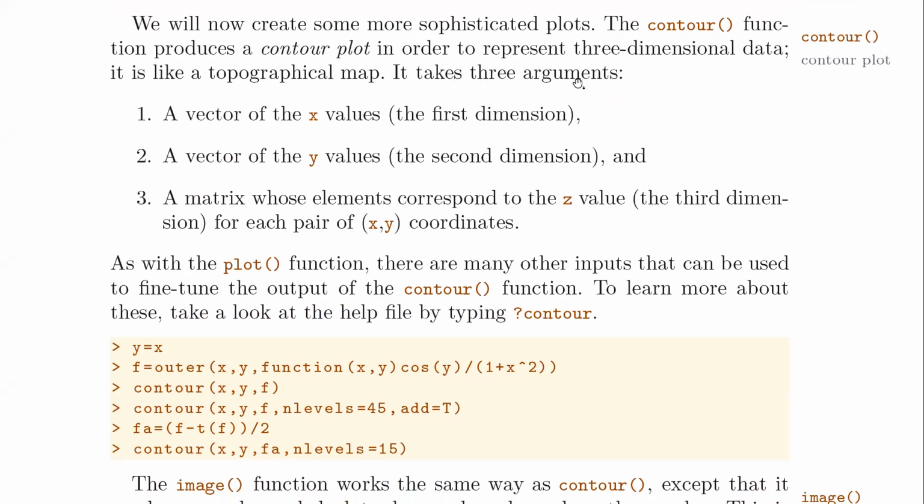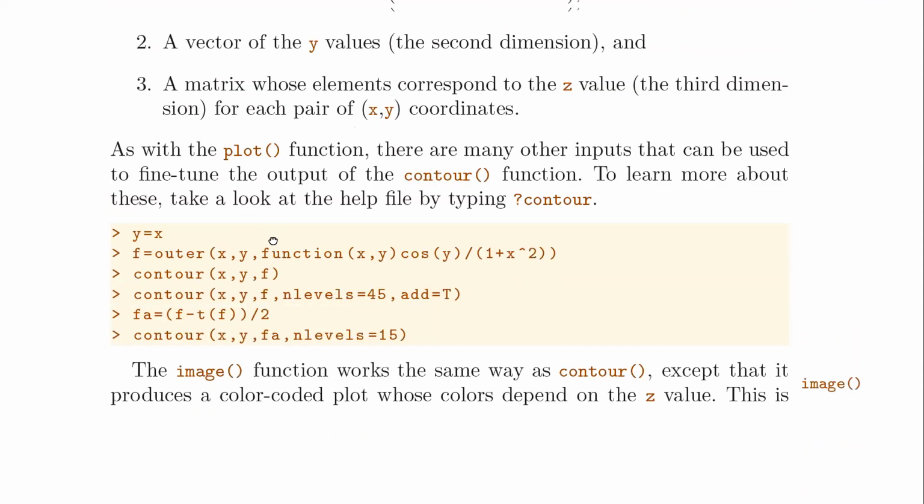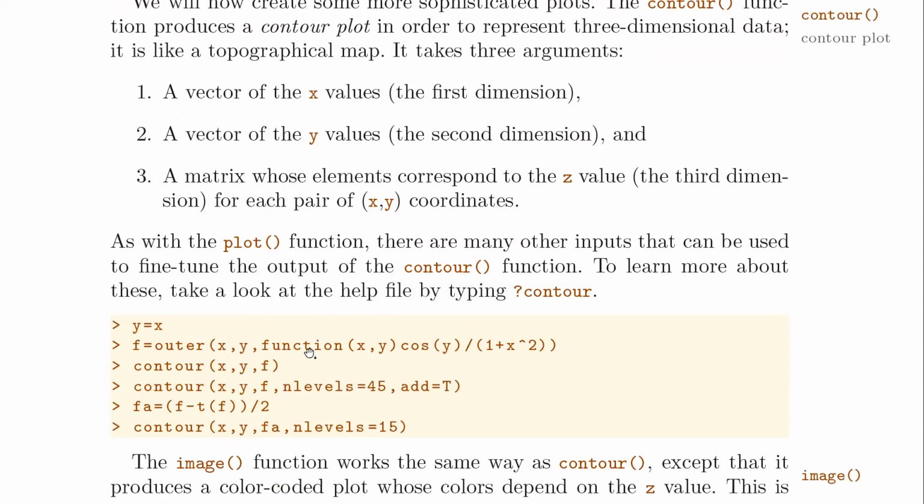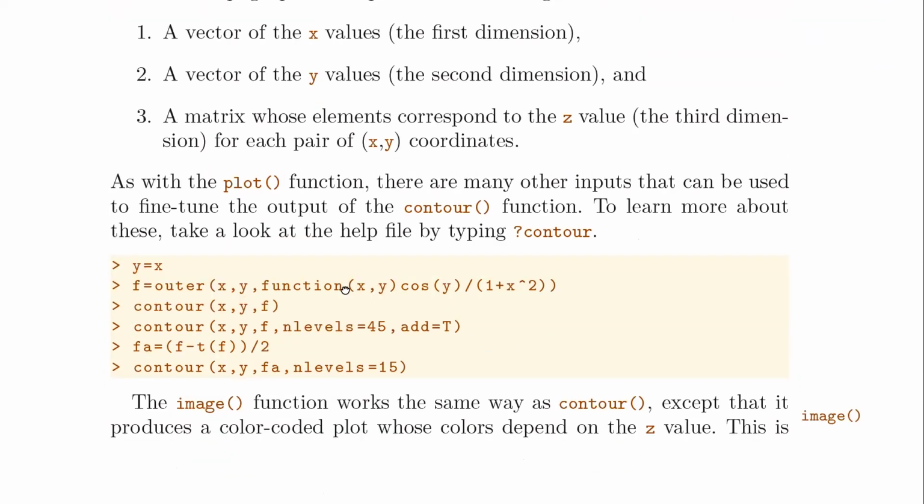It takes three arguments. A vector of the x values, the first dimension, a vector of the y values, and a matrix whose elements correspond to the z value for each pair of xy coordinates. Okay, cool. Okay, interesting. So, very interesting.